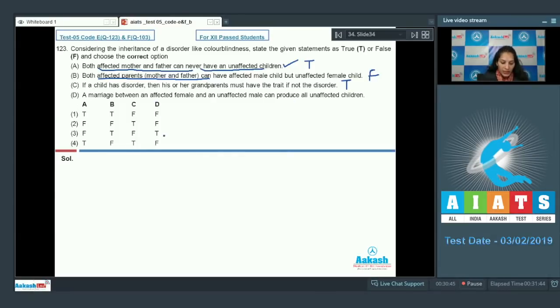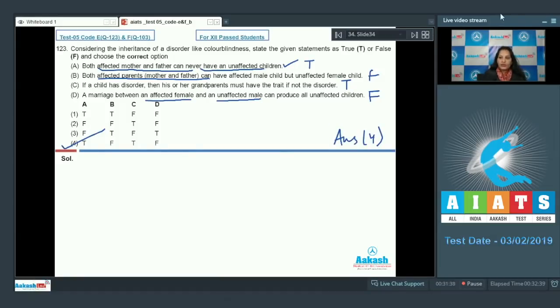D. A marriage between an affected female and an unaffected male can produce all unaffected children. No. If a female is affected and the male is unaffected, it means the female has the trait on both the chromosomes and the male is completely unaffected, then it cannot produce all the children unaffected. Males will be 100% affected and females can be carriers for the disease. So this is false. By analyzing the options, you can say the correct option for the given question is option number 4.